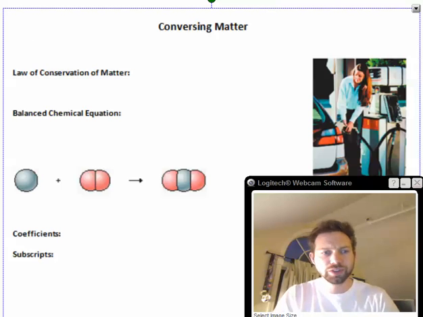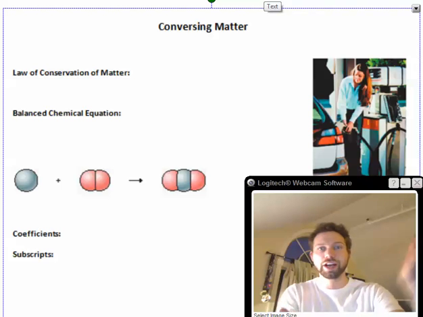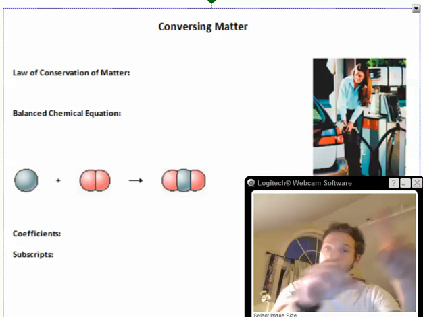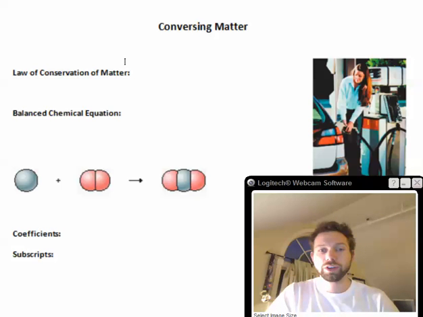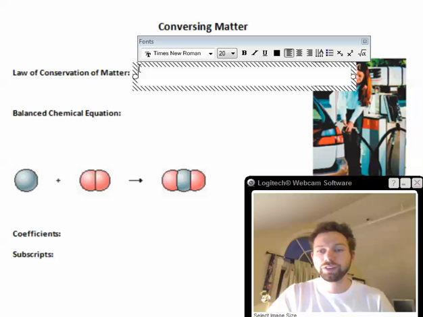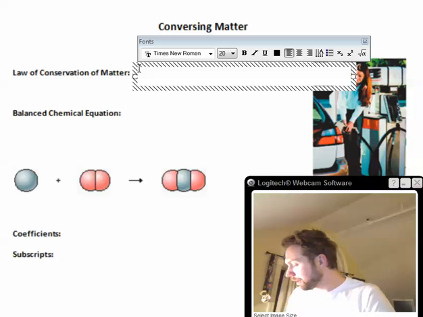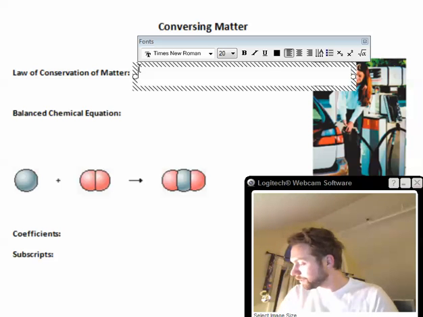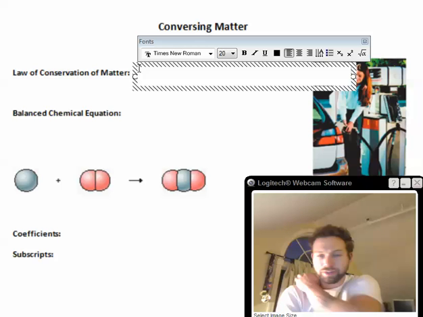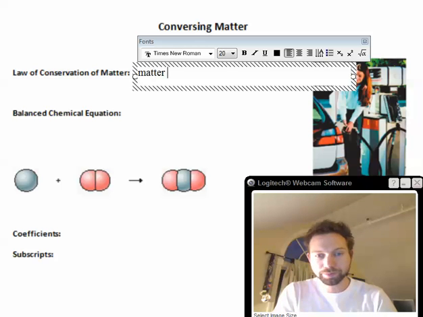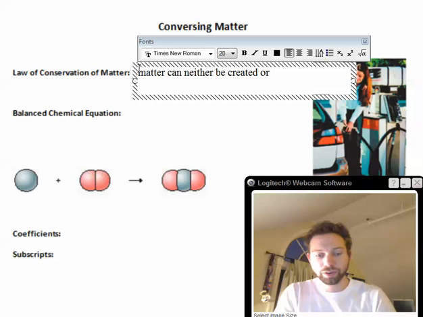So on your notes, what you're going to write in the first page is, as I start typing, you're going to start writing down on your page, your guided notes page, which is on the portal. So go to the portal for that. All right. So I'm just going to click here. You can see my little text box open up. And we're going to talk a little bit about the law of conservation of matter. So the law of conservation of matter states that matter can neither be created or destroyed.